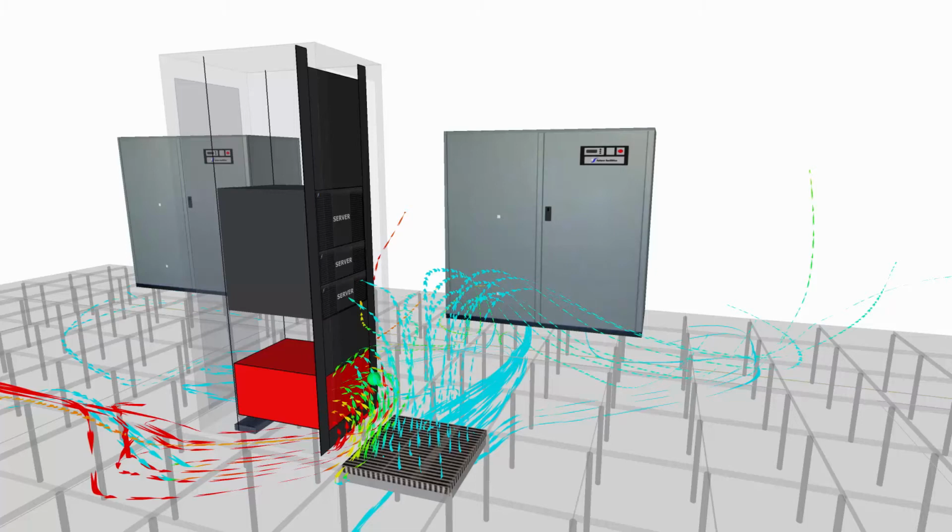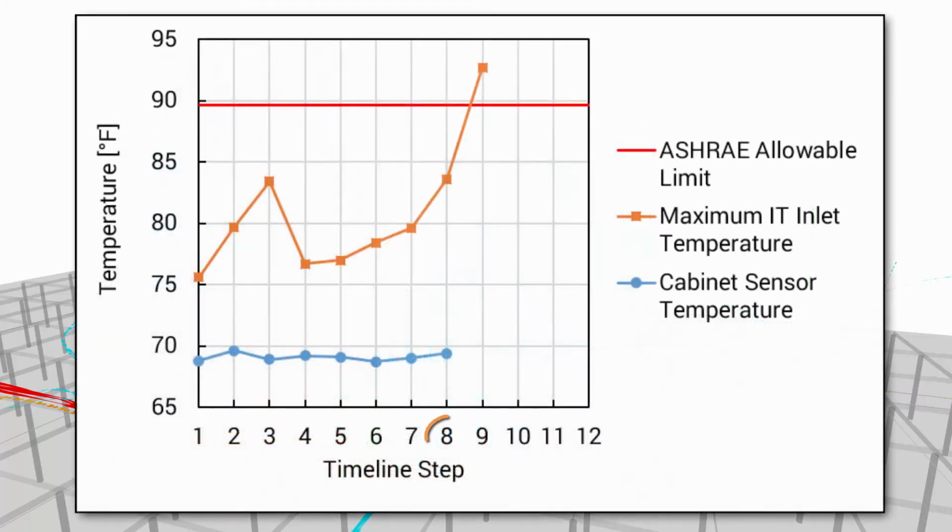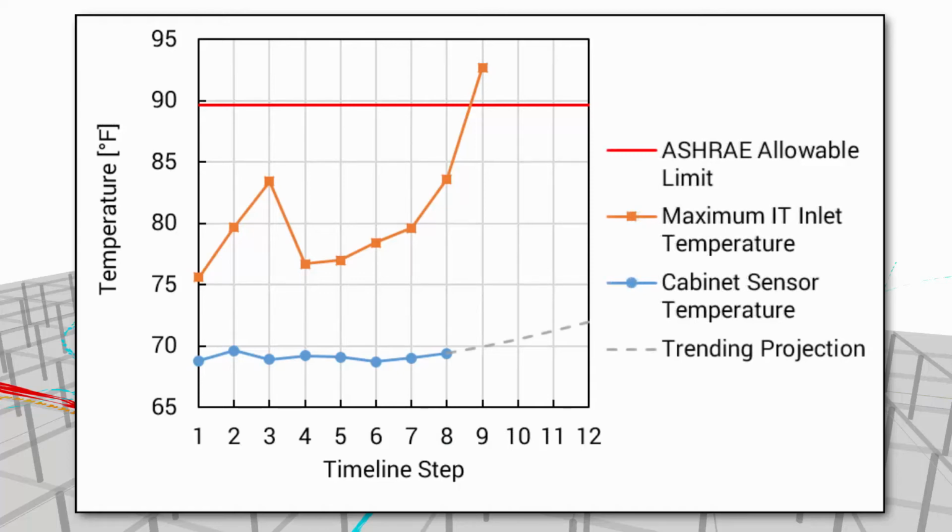Now that we are aware of this issue, let's go back to timeline step 8 and revisit the result of relying on trending to forecast the impact of future deployments. Even with a conservative projection, trending gave no prior indication of the risk of overheat. In conclusion, relying solely on monitoring is unreliable and can be misleading. Employing trending techniques can lead to availability issues.